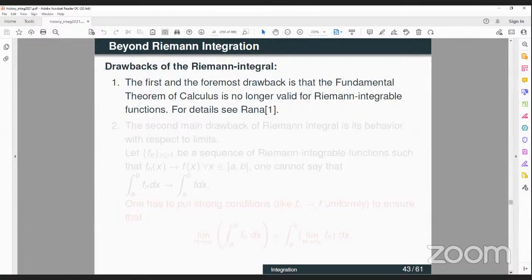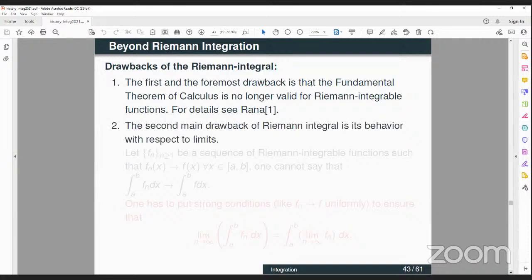But as soon as Riemann extended the notion of integral from continuous functions to functions which are not necessarily continuous, there were many defects which became apparent. Namely, the foremost defect was that the fundamental theorem of calculus does not remain valid for Riemann integrable functions. If you recall, we said that F(y) minus F(x) is equal to the integral of f(t) dt from a to b, if f is continuous. Then only it is true.